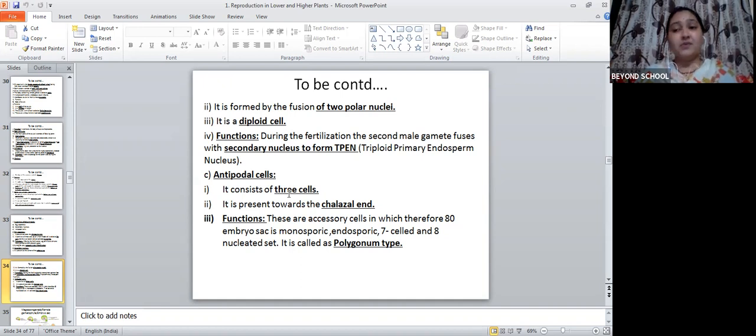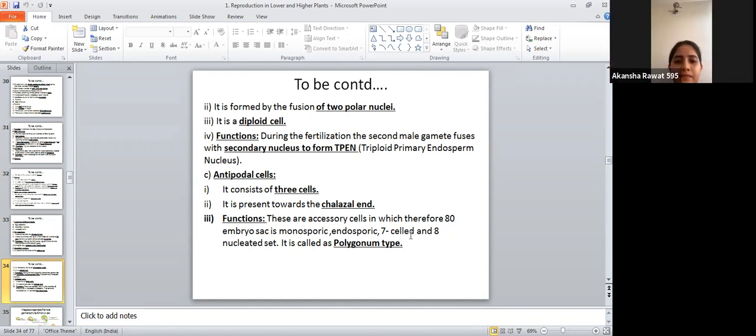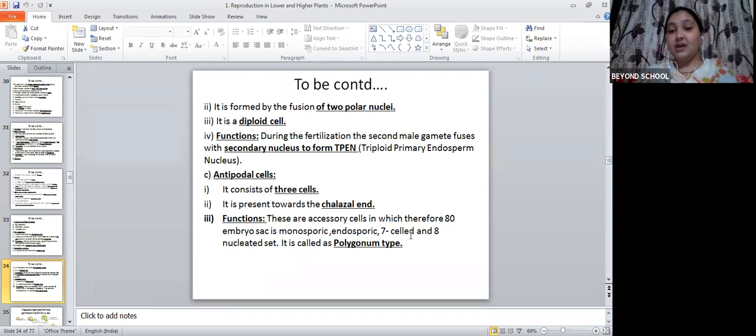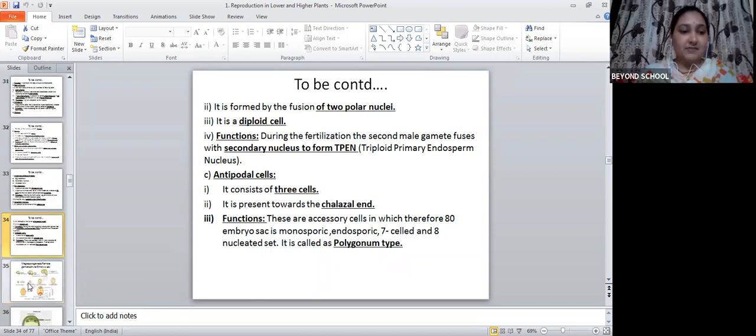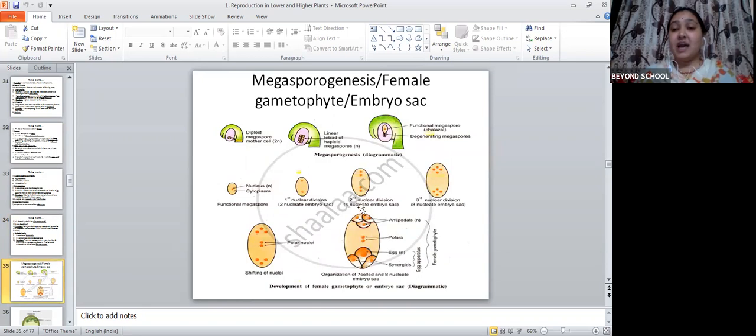Therefore, overall, if you see an embryo sac, eight nuclei are present, and they are all monosporic. And since they are present inside, we call it endosporic. They are a seven-celled and eight-nucleated set, and whenever it is a seven-celled and eight-nucleated set, we call it a polygonum type. So the embryo sac is polygonum type, right, dear? In the last lecture, we saw this.